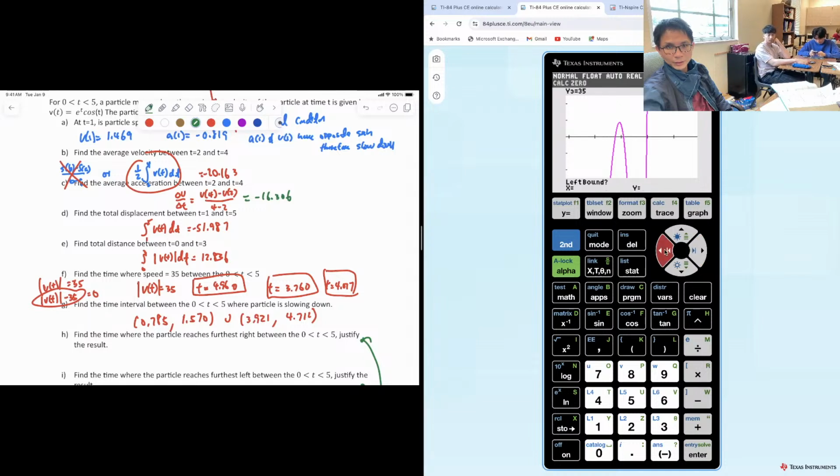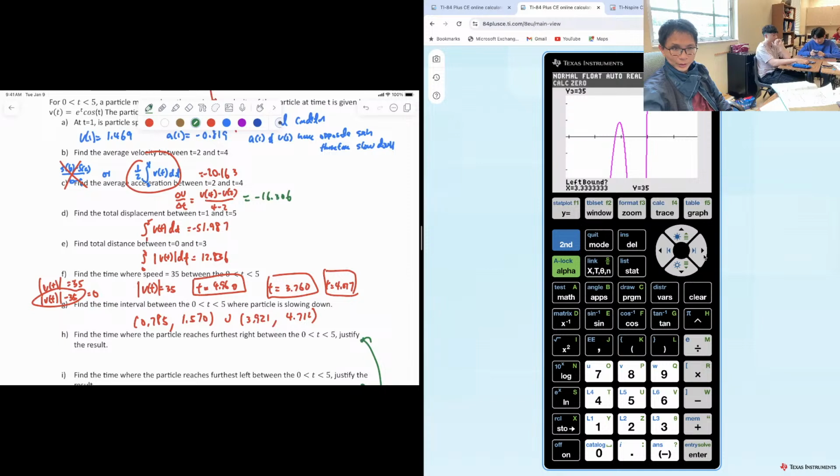Wait, where's my cursor? Do you see my cursor? I don't see my cursor. That's a problem. Where is my cursor? Somebody know how to find my cursor?